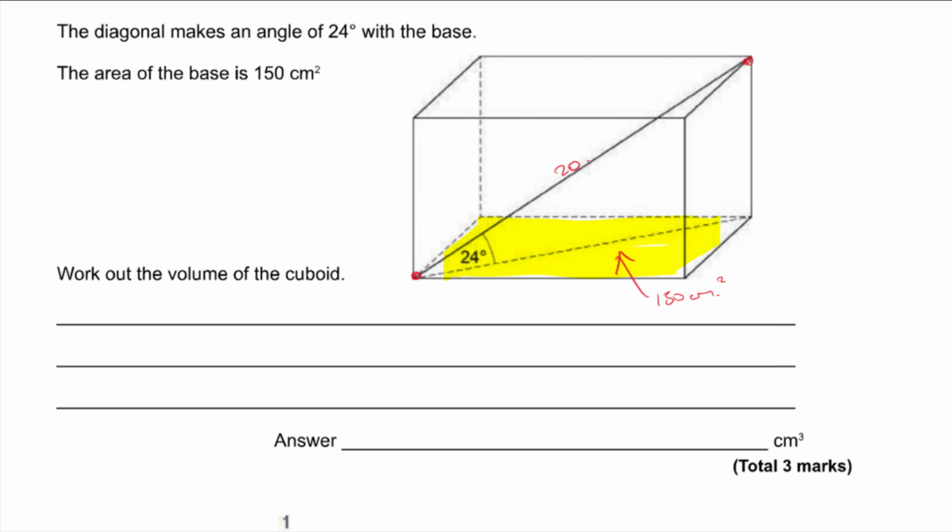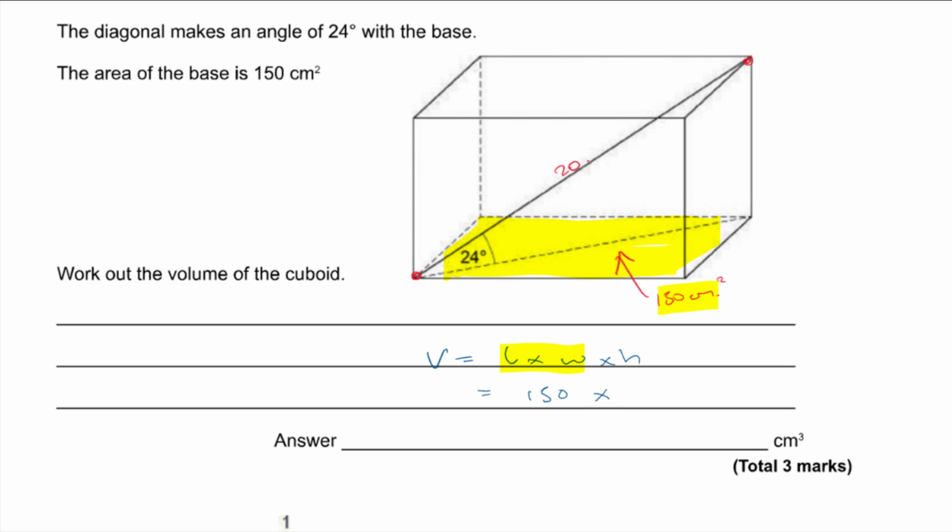Now to work out the volume of a cuboid, you need length times width times height. We've already kind of got the length times width because we've got the area of the bottom, and the area of a rectangle is length times width, isn't it? So if the volume is equal to length times width times height, then the yellow bit is already the length and the width. So those two bits together is 150. So all we really need to do is work out h, the height of the cuboid.